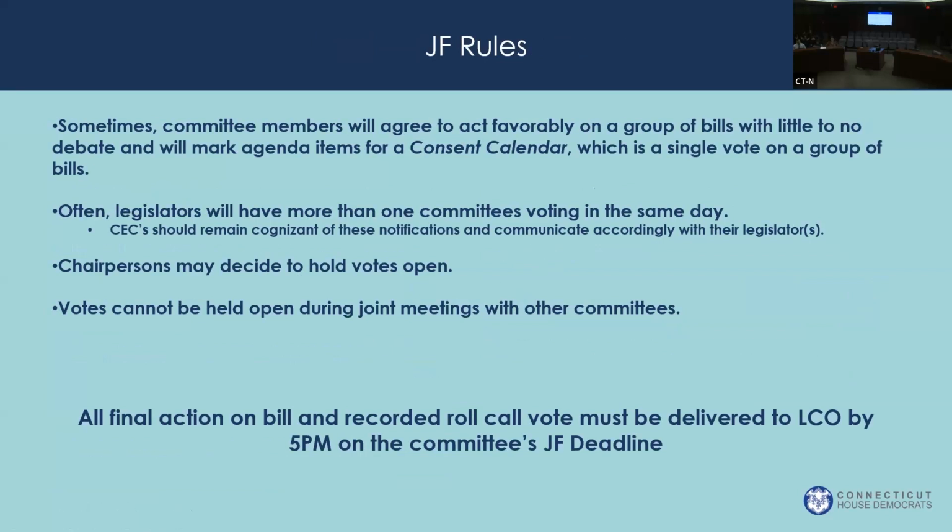So the JF rules, sometimes in committee, both sides of the aisle agree on these bills. And so they will start what's called a consent calendar, which a group of bills can be added on there. And that way they don't have to vote on each bill individually. They can vote on them as a single group of bills. It still requires a roll call vote, just as it would any other bill.